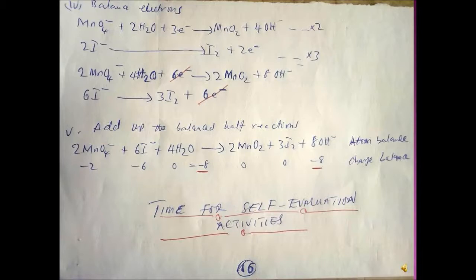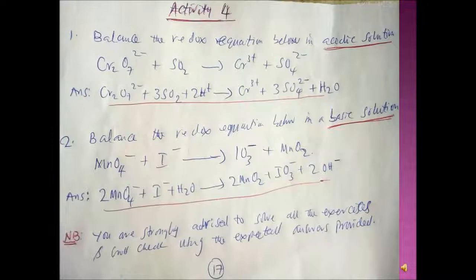So we have come to the end of our class today, as far as balancing simple and complex redox reactions is concerned. With what we have done, the class activity, and the self-evaluation activity that you are going to do, you are bound to understand it. Look at it, it's under activity 4. So as you go home, make sure you do this.